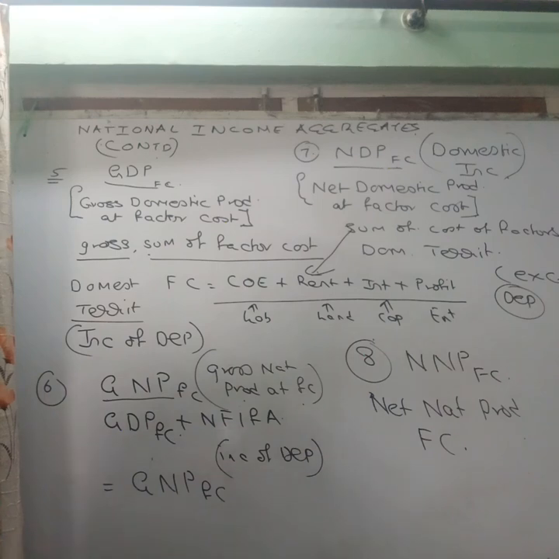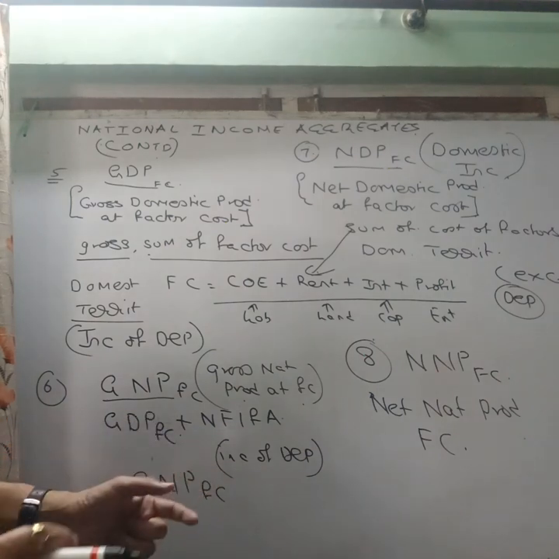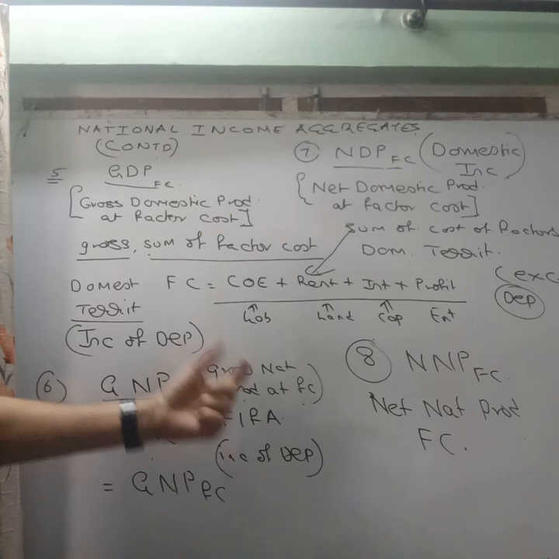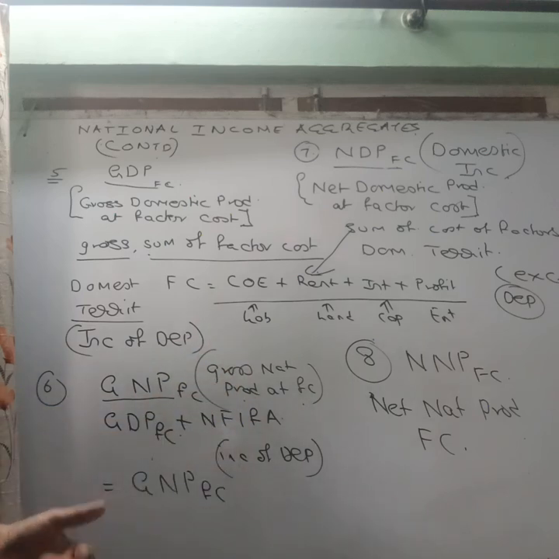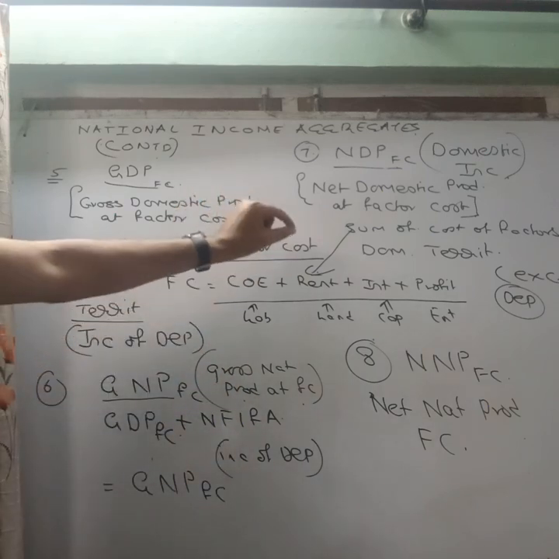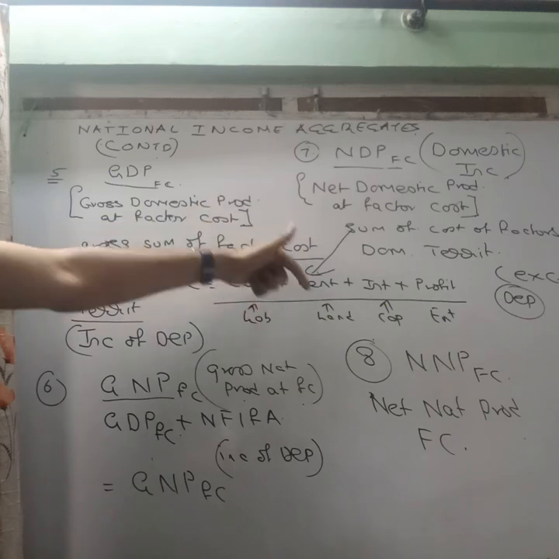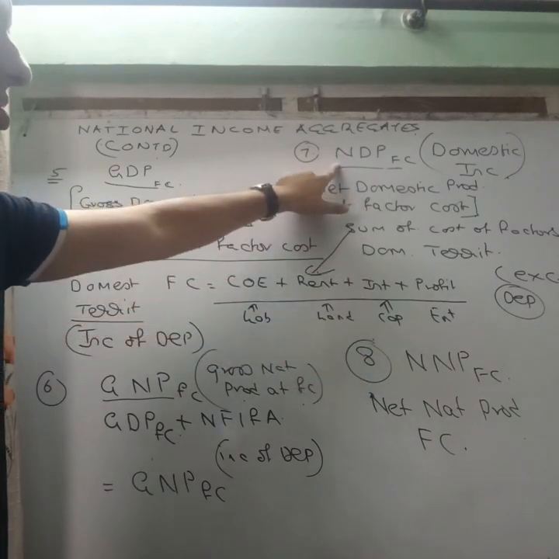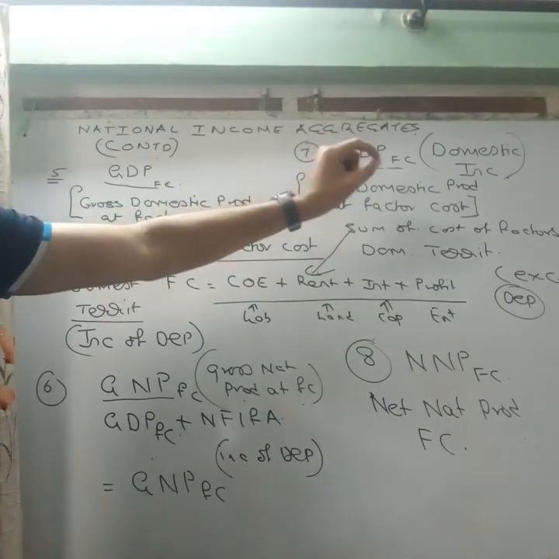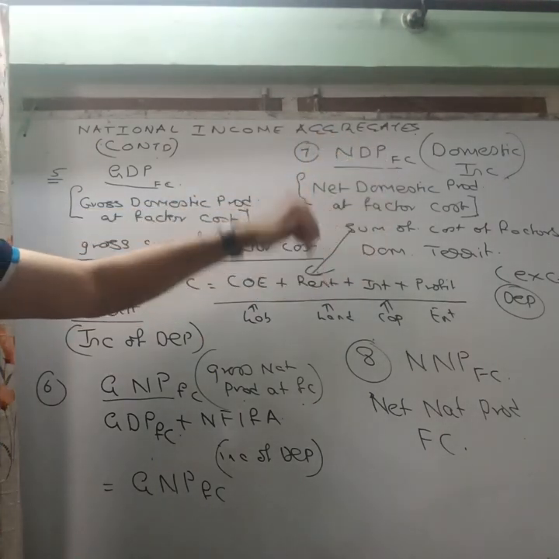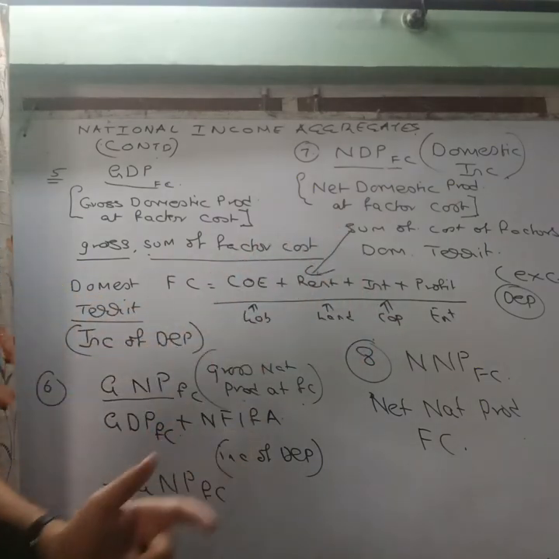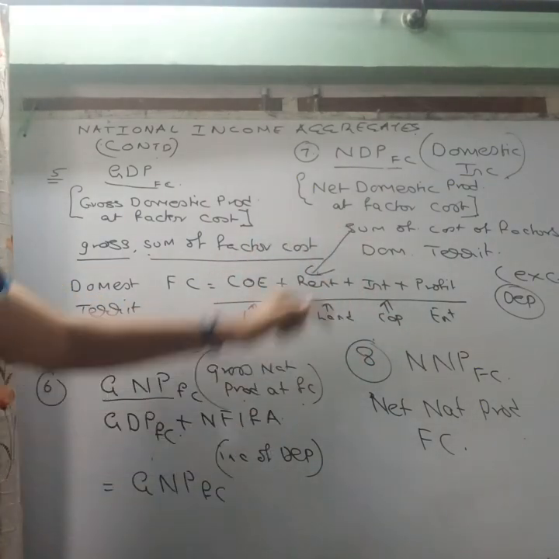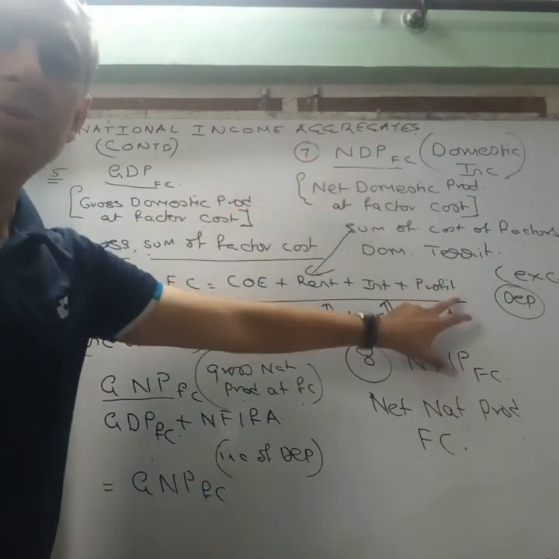Now let's come to NNP at factor cost, net national product at factor cost. What is this one? If we have to take the sum of cost of factors, we can make a formula very simply by taking NDP at factor cost and adding net factor income from abroad to the same to arrive at NNP at factor cost. Simply, we have to convert the term domestic into national.